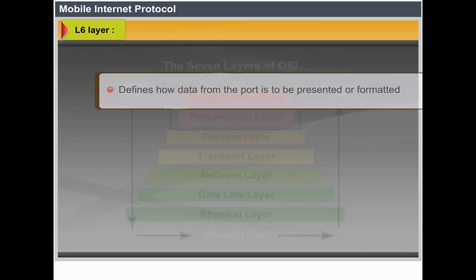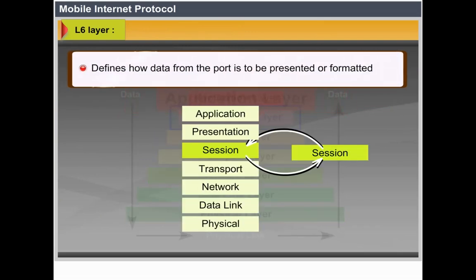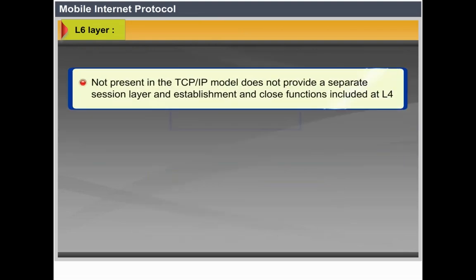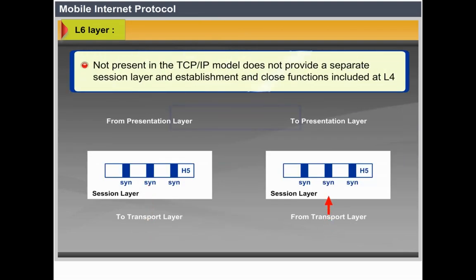The L6 layer defines how the data from the port is to be presented or formatted. It is not present in the TCP/IP model, which does not provide for a separate session layer; presentation functions are included at L7.